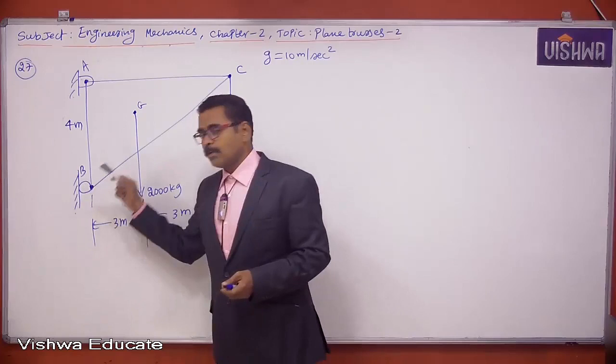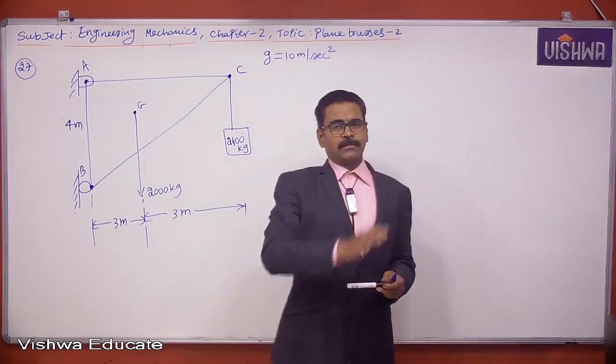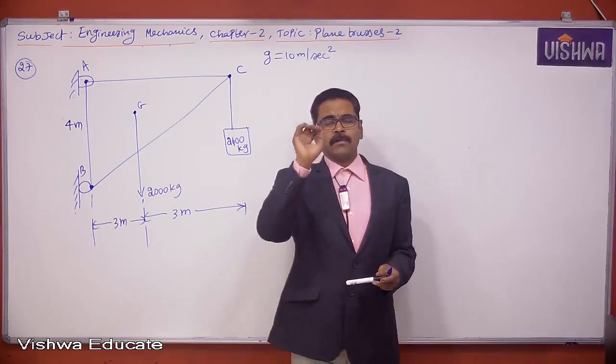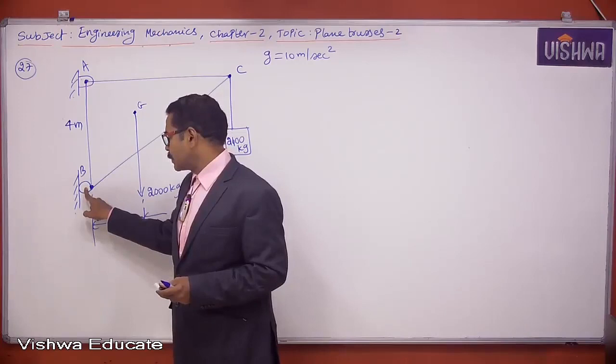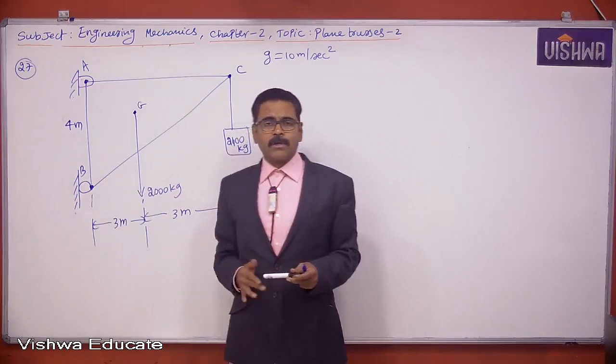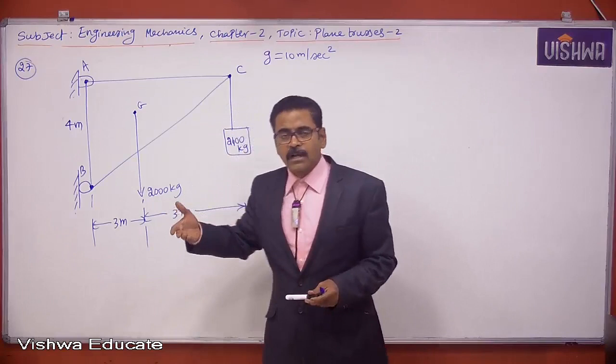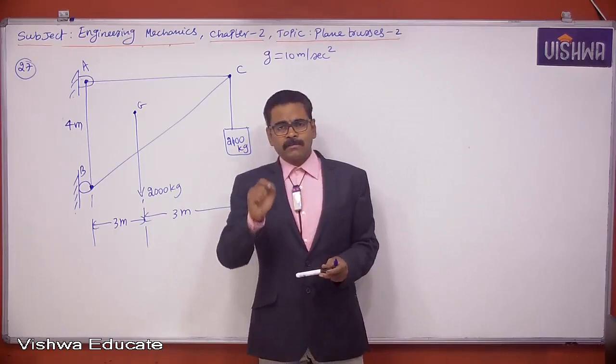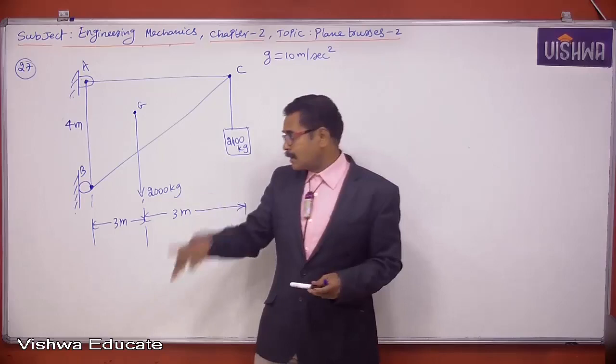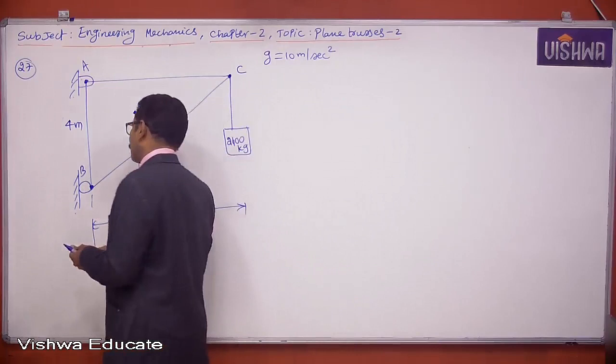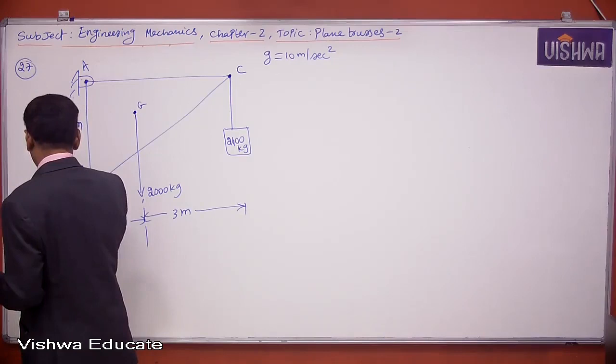About a roller support, there shall be only one reaction. Roller can resist only one motion. That is why one reaction will be induced at the roller support. Who is providing support to the roller? This vertical plane is providing support to the roller. So always at a roller support, the reaction is induced perpendicular to the supporting plane. So obviously, the reaction at the roller is perpendicular to this supporting plane, like this. This is RB.